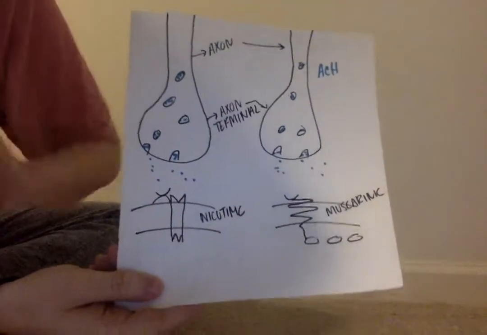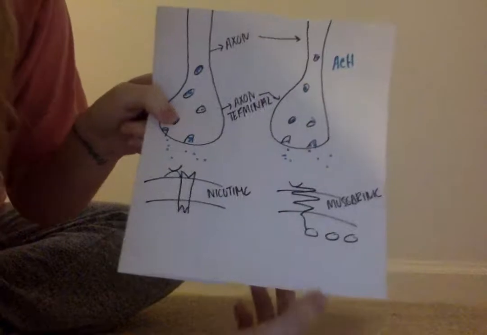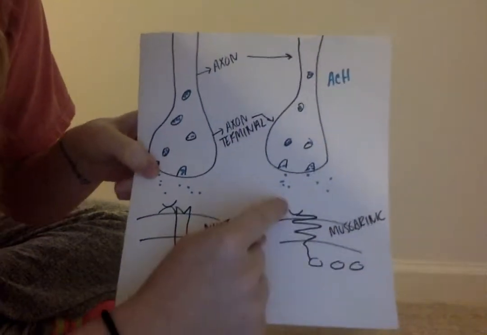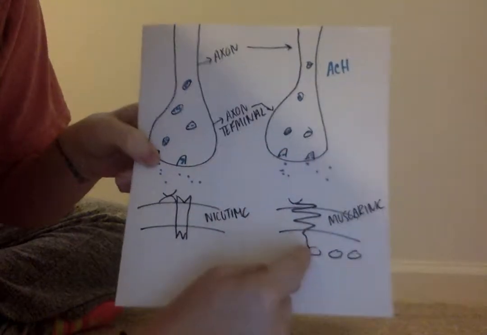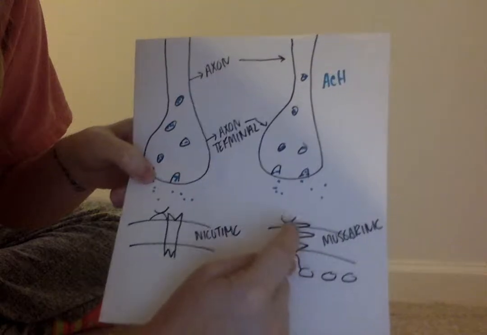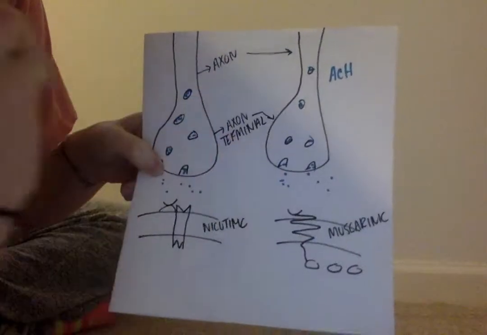Now, when acetylcholine binds to this guy, the muscarinic receptor, he has a little different looking thing. He has an intracellular protein that goes all the way down into the cell.